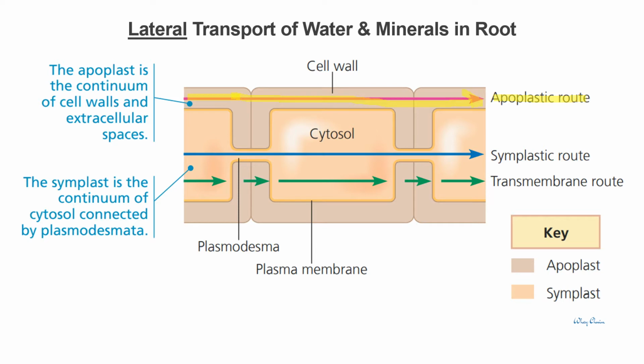The second pathway is the symplast pathway or symplastic route, which means that the water and the dissolved minerals are transported from one cell to another cell through the cytosol, and also via the microscopic channels, the plasmodesmata. The third pathway is the transmembrane pathway, which means that the water and the dissolved minerals are transported from one cell to another cell through the membrane of the cells without passing the plasmodesmata.